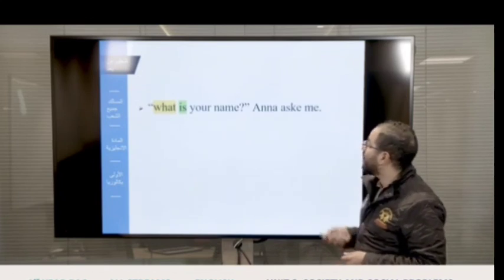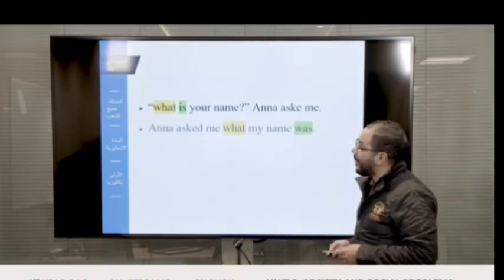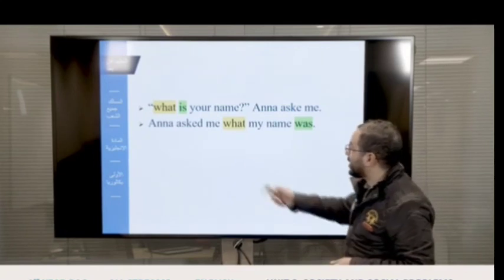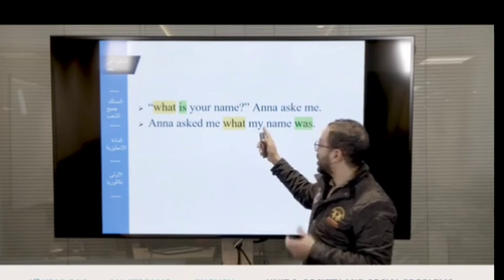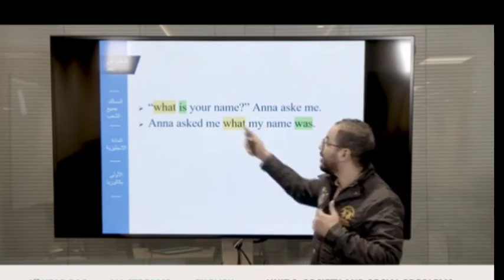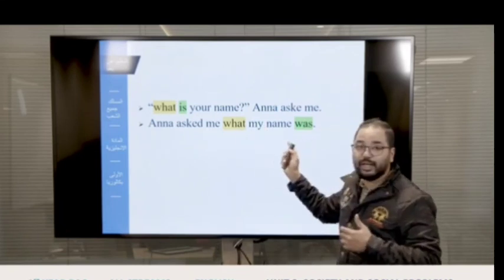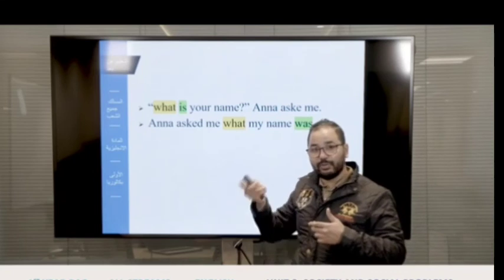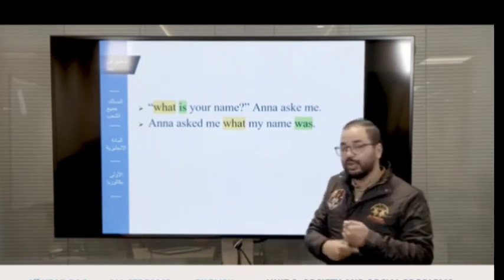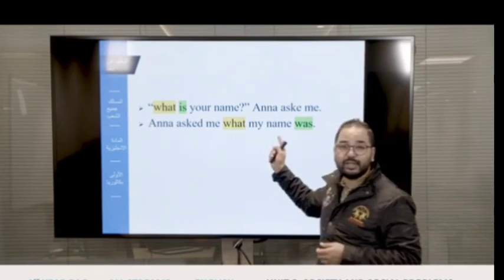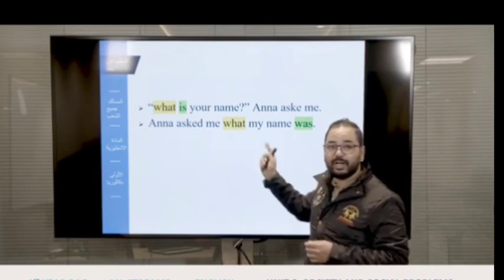This is another example. What is your name? Anna asked me. So Anna asked me what, we keep it. My name, she asked me. So what my name was, okay? Is your name is the question form. My name is is the affirmative form. We change is to was because we are reporting. This is reported speech. Present becomes past.